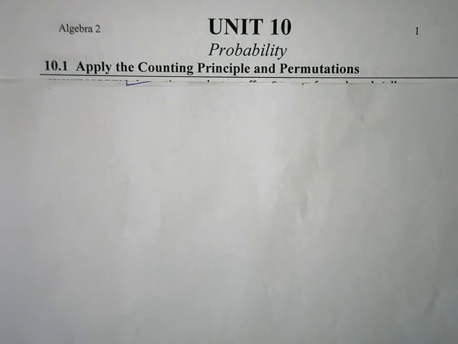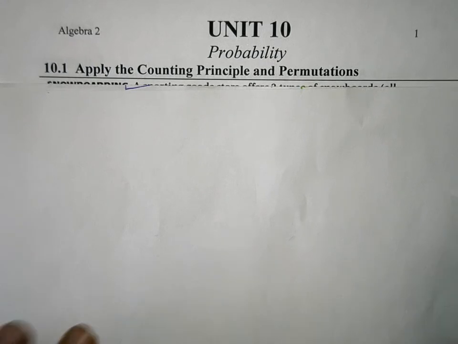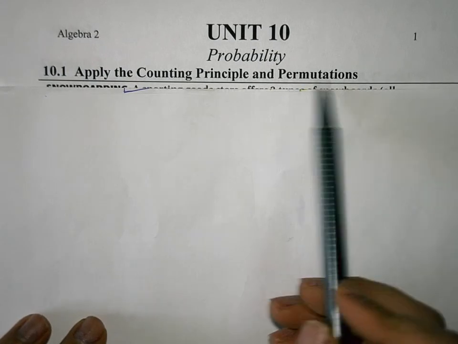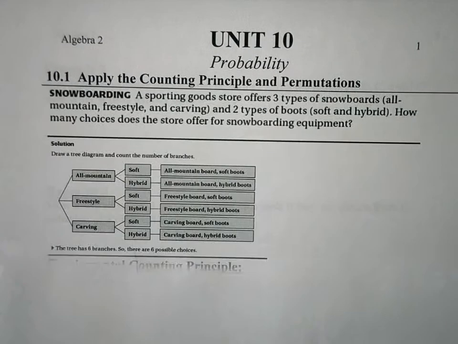Okay guys, so today we're going to be starting Unit 10, our unit on probability, and we're going to be starting with 10.1, which is to apply the counting principle, and then we're going to be discussing what is called permutations. So our very first example starts with what we call a tree diagram, and I do want you to draw this on there.